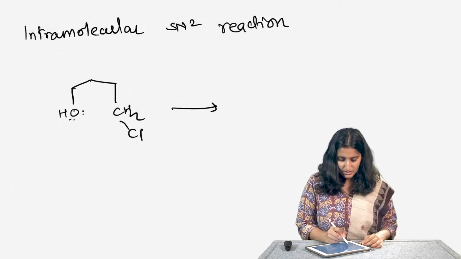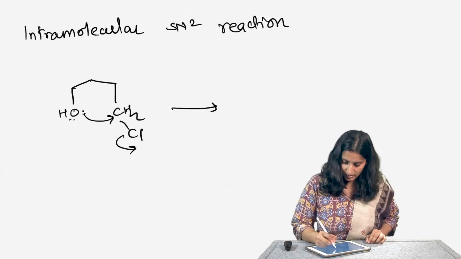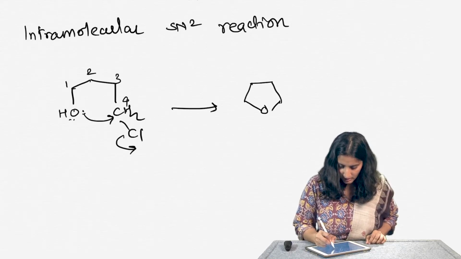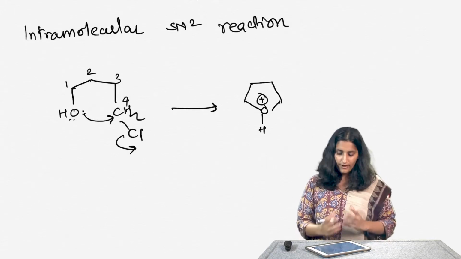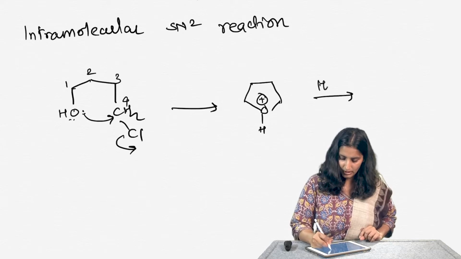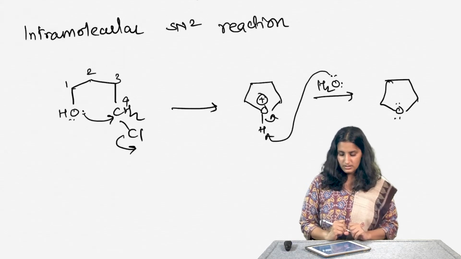So, for example, in this one, it is possible for the oxygen to attack here and kick off the chloride as a leaving group, in turn forming a ring with 5 members in it, right. And later on, this molecule can just lose this proton, creating this molecule.